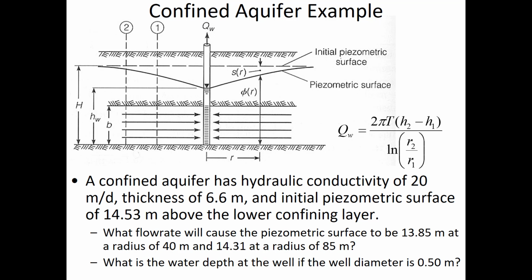Just as a reasonableness check, we do know it should be shallower than either 14.31 or 13.85, because that was saying how tall the water was, far away, a little bit closer, so it should be less than either of those.